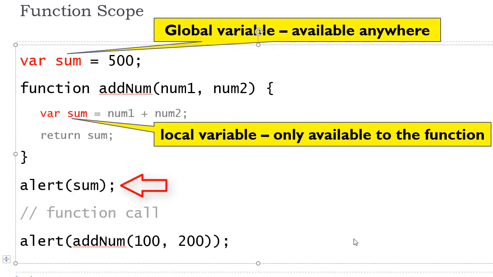So in this example, the first alert would reflect the value of the global variable, where the second alert, which contains the function call, would reflect the value of the local variable. I would like to point out that this situation exists only because we are using the same name for several variables in the same application.